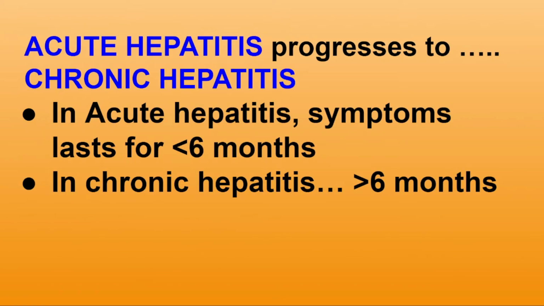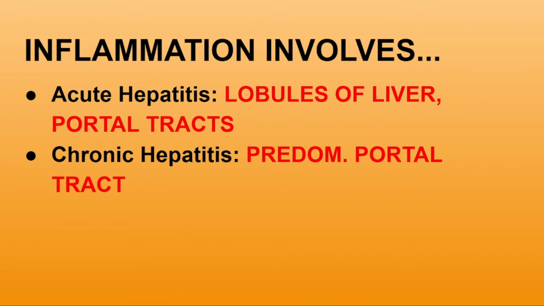So the acute hepatitis, if untreated, progresses towards chronic hepatitis. In acute hepatitis, the symptoms last for less than 6 months, while in the chronic one, it lasts for more than 6 months. Now hepatitis means the inflammation of the liver. So in acute hepatitis, there is inflammation of the lobules of the liver and the portal tract, while in chronic hepatitis, predominantly portal tract inflammation is involved.